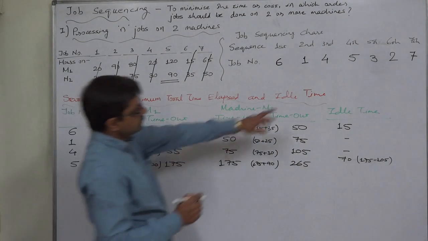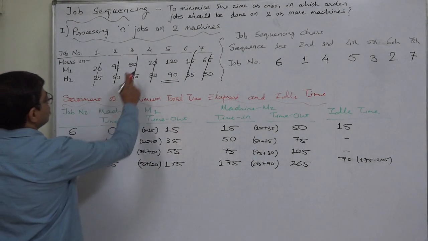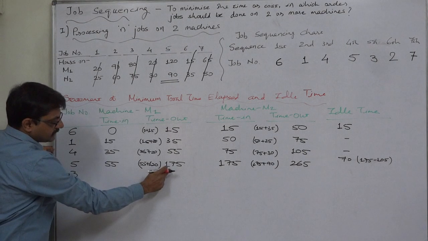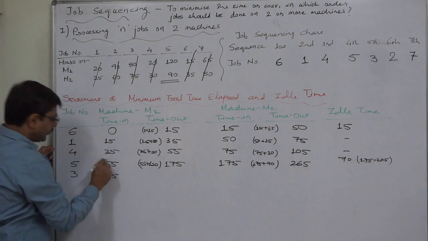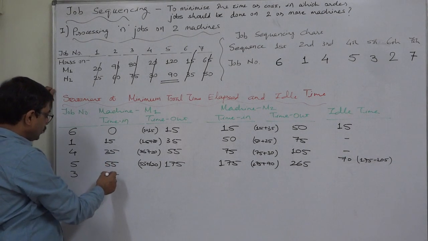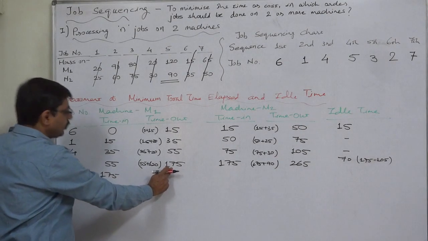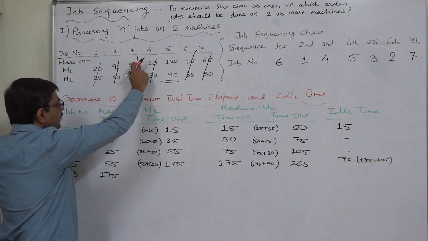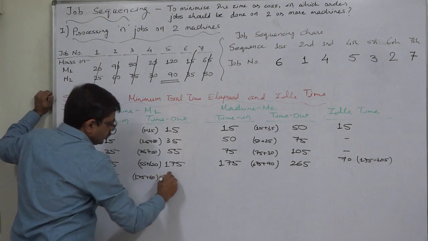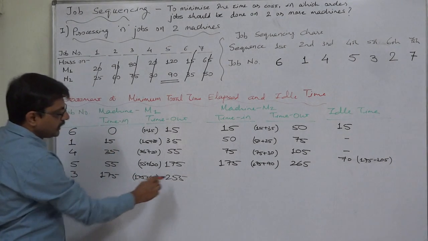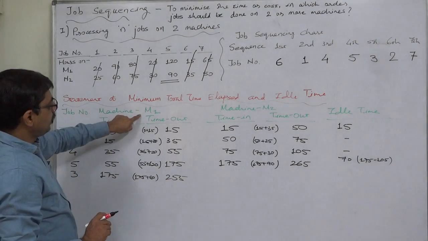Okay, now the next choice on machine 1 is job number 3. Job number 3 requires 80 hours, but the starting point will be 175. After job number 5, machine 1 takes job number 3. 175 is the timing for job 3 on machine 1. Job 3 requires 80 hours on machine 1. 175 plus 80 is 255. At the end of the 255th hour, job number 3 will be completed on machine 1.